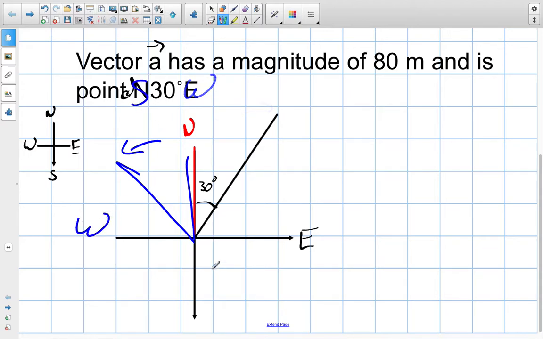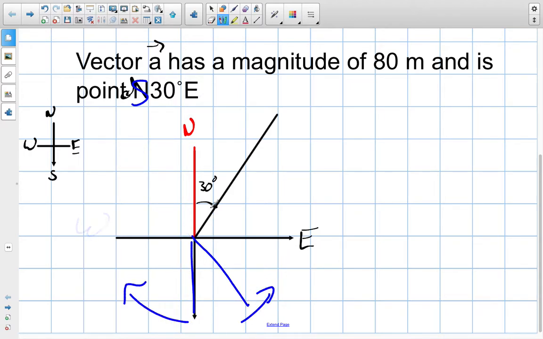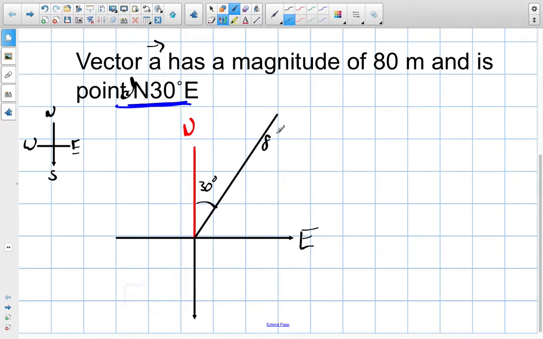Had this been southeast, we would have started at south and moved toward the east, and southwest, started at south and moved towards the west, okay? So they're usually written in this description of a direction for a vector, okay? So we have our vector and it has a magnitude of 80 meters, roughly 80 meters long, let's say.